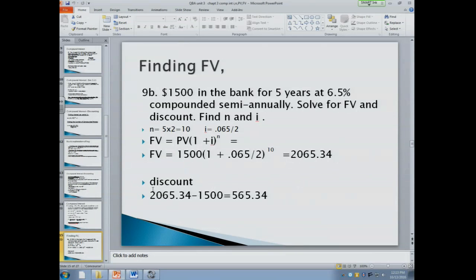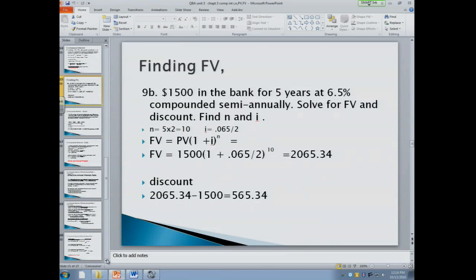2,065.34. Now, discount is always the future value minus the present value. Future value minus present value, in this case, $565.34. Okay?